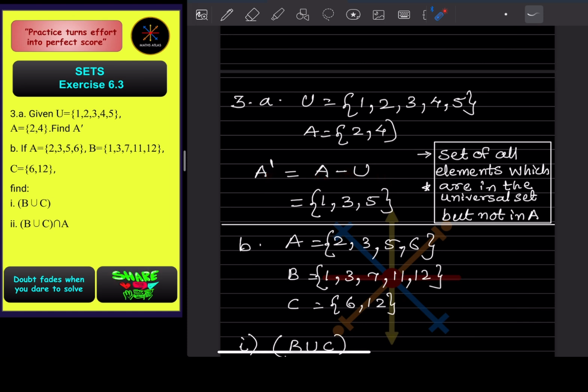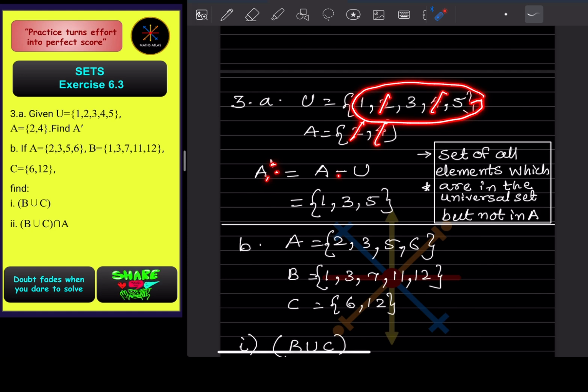So now what you can see here. Again what you have to do, you have to see all the elements which are in the universal set but not in A, because this is the complement of it. So now what you can see, this one is gone, this and this is gone. So you have to look at the universal set: 1, 3 and 5, because this is the A complement.